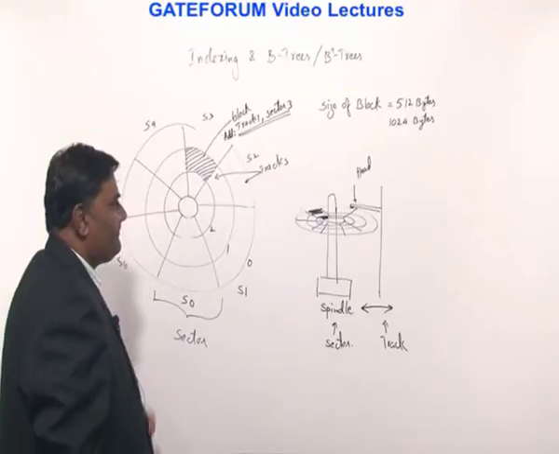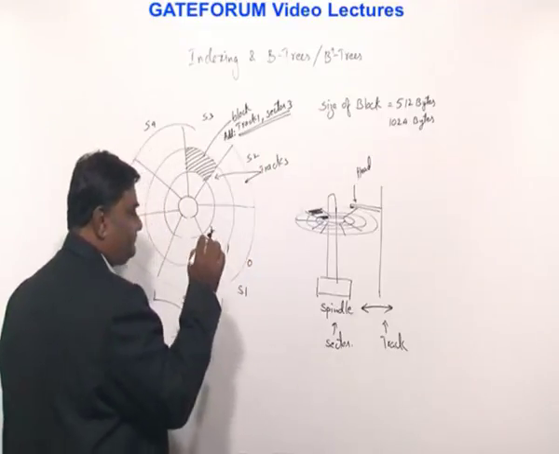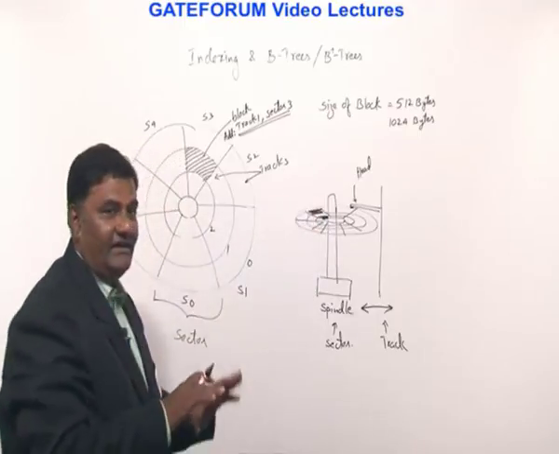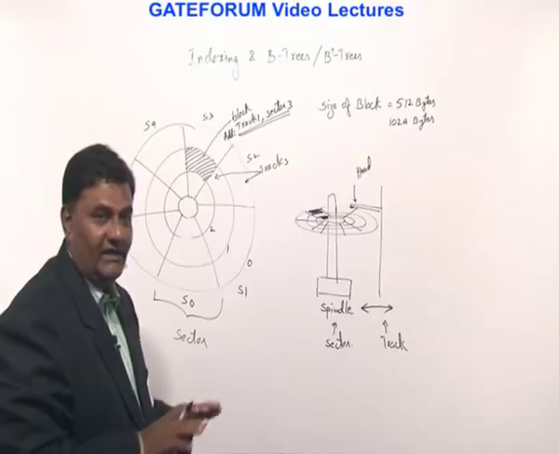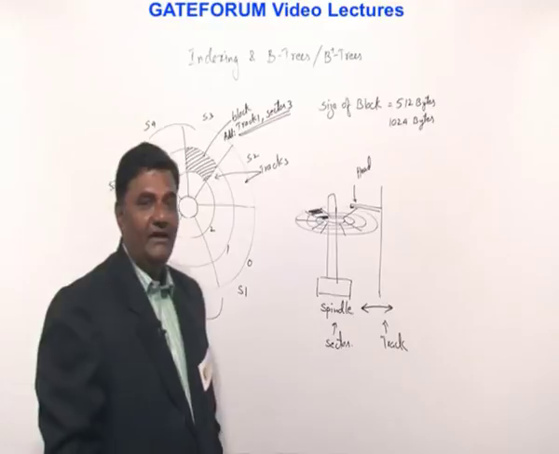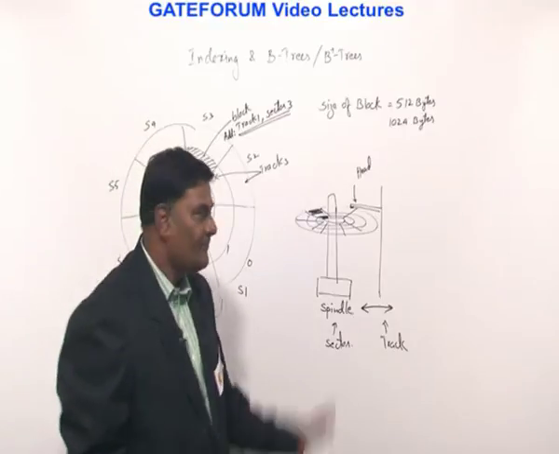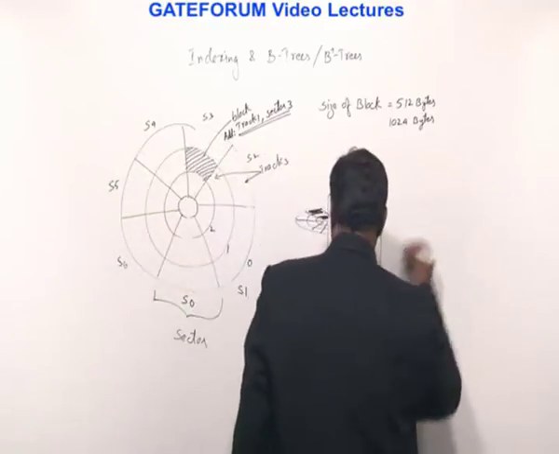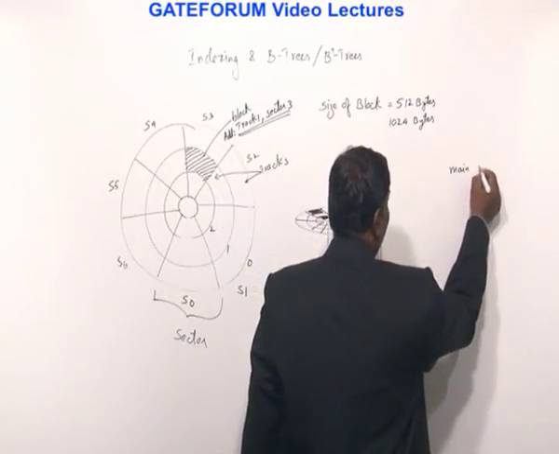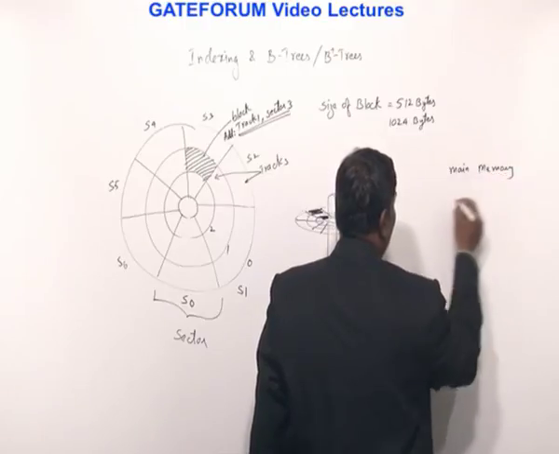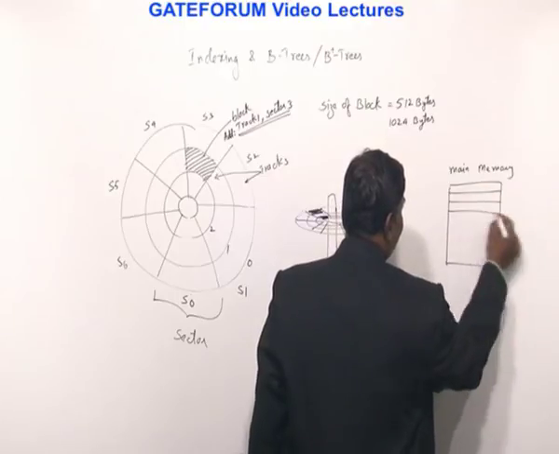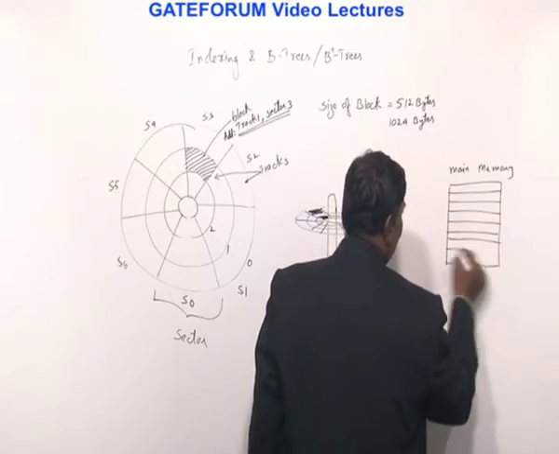So the point here is, when a head is positioned upon that particular block, then the head can read the entire block. So at a time, one block of data is read from the disk. Now, let me say it like this. If we talk about main memory, it is divided in terms of bytes or cells.